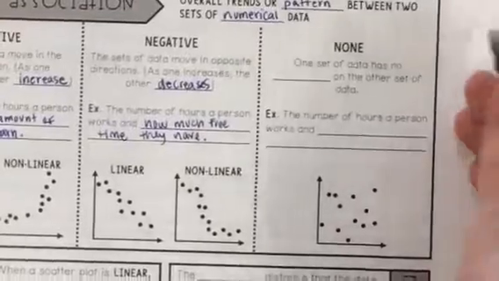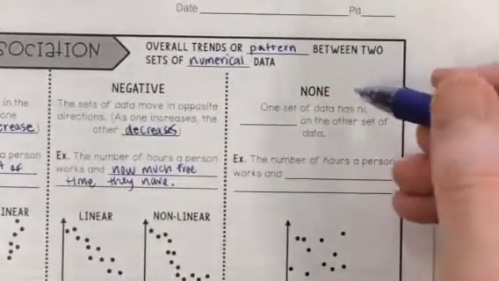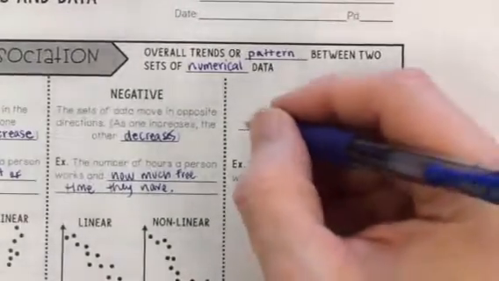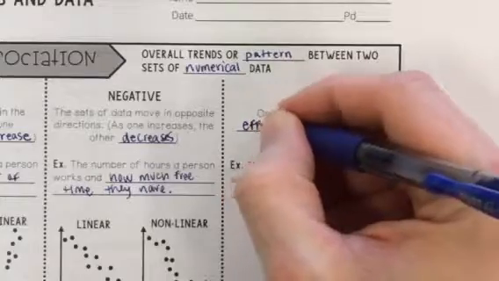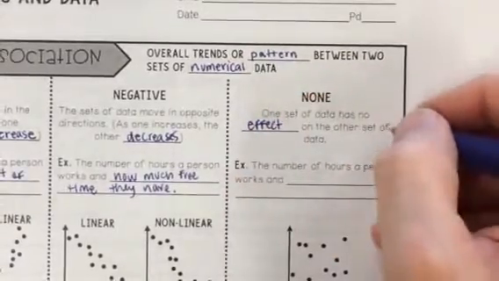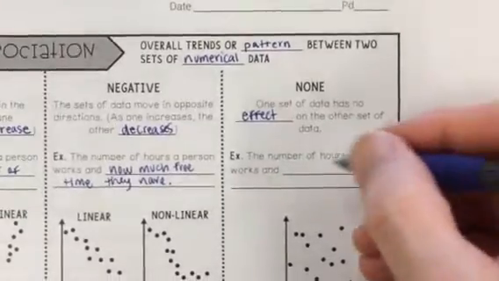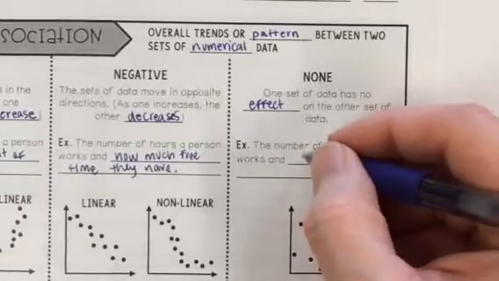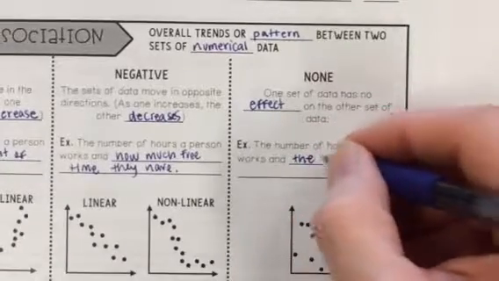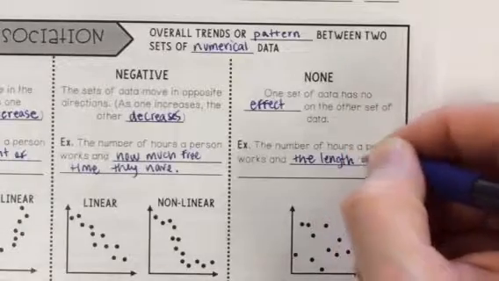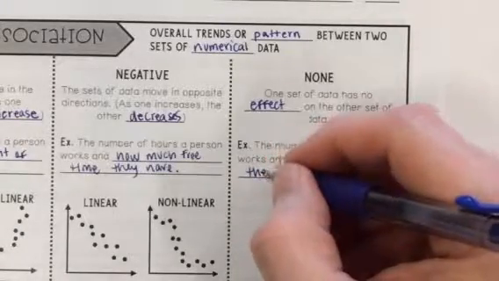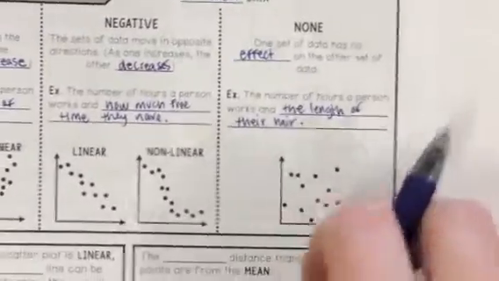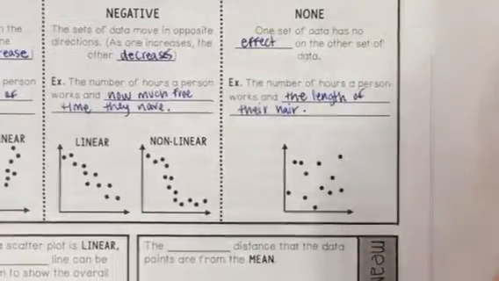And then if there's no pattern or no trend, we say there's no association. So one set of data has no effect on the other set of data. So the number of hours a person works and something that's totally not related, like the length of their hair. It's just one example. So you can see here's our scatter plot. There's not a clear trend anywhere.